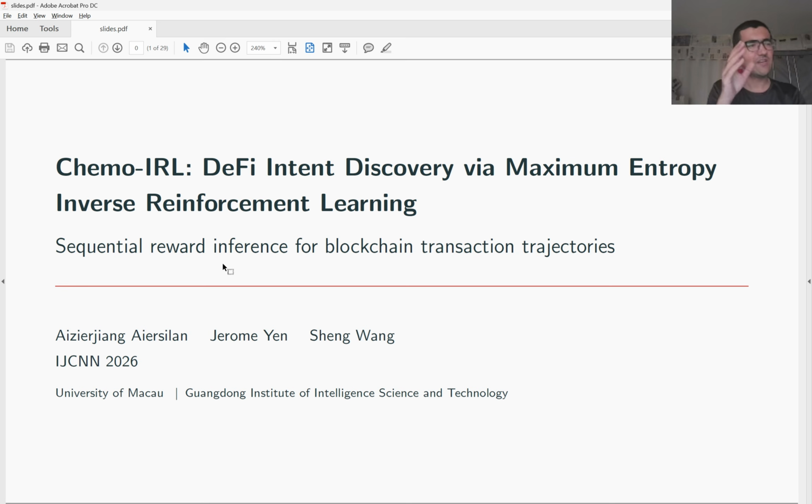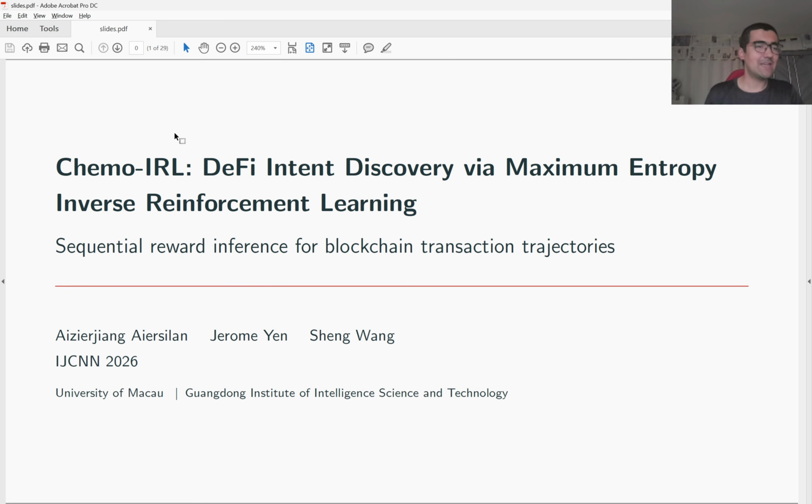In one sentence, we ask whether we can recover why a user is acting on a blockchain, their underlying goal, from a noisy sequence of transactions, and we do it by treating the problem as reward inference rather than classification.